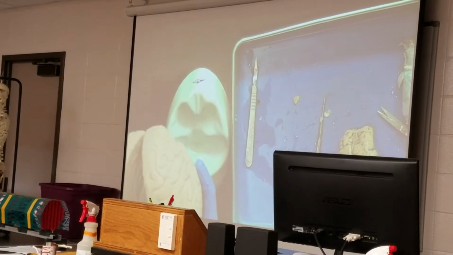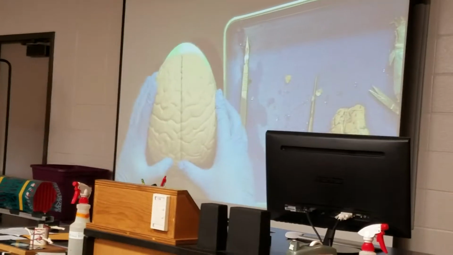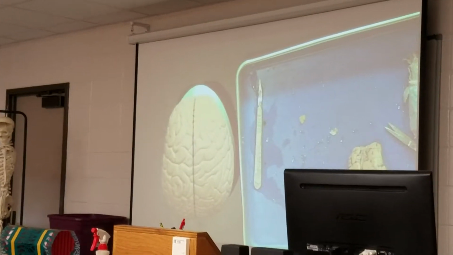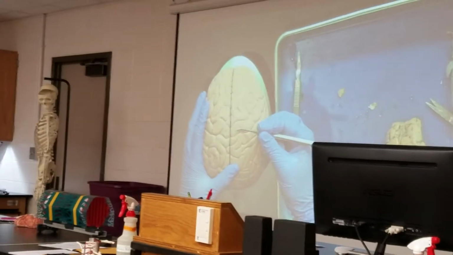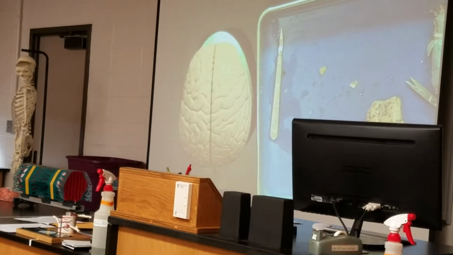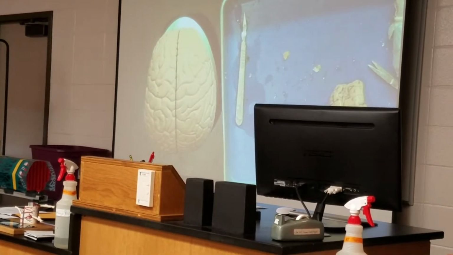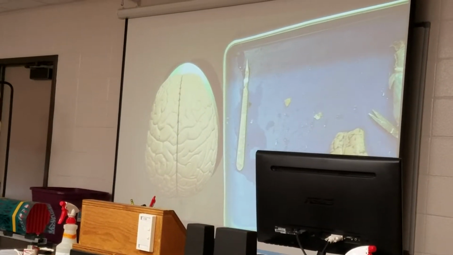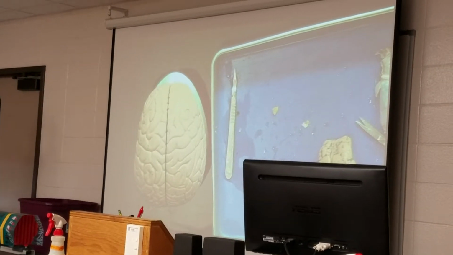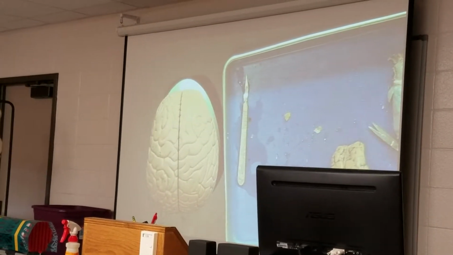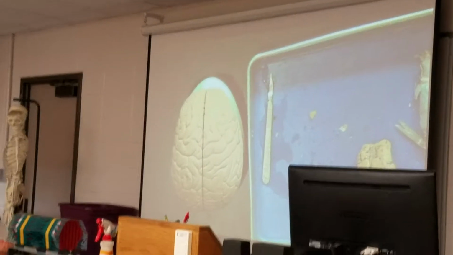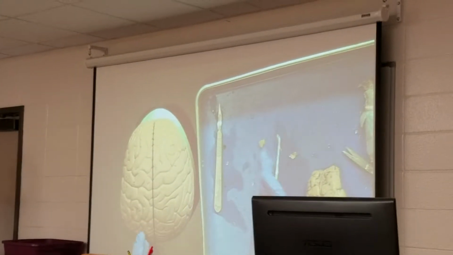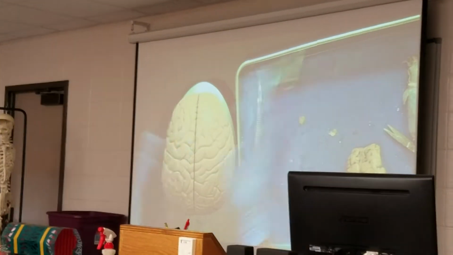The cerebrum, as I said, has all these hills and valleys. The valley is known as a sulcus. The plural of that is sulci. And the hill is known as a gyrus. The plural of that is gyri. You can say gyrus, gyri, or sulcus, sulci, it doesn't matter. It's like saying nucleus, nuclei. Or foramen, foramina.